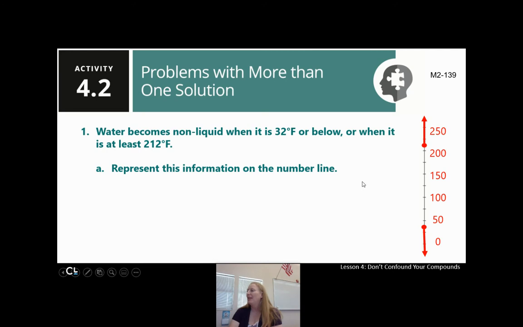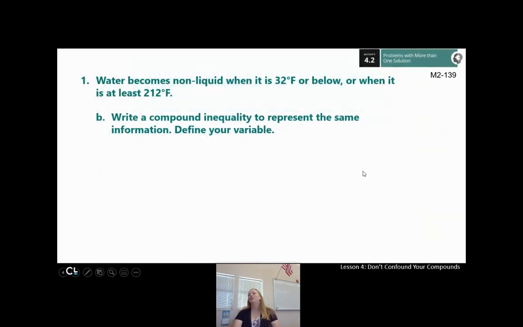So here's our lovely number line. Now here's what I would like you to do. Can you write a compound inequality to represent this information, non-liquid when it's 32 or below, non-liquid when it's at least 212? And you can use that little number line that you just made to help you out. You may want to define your variable. Hit pause to write it down. Hit play when you're ready to check your work.